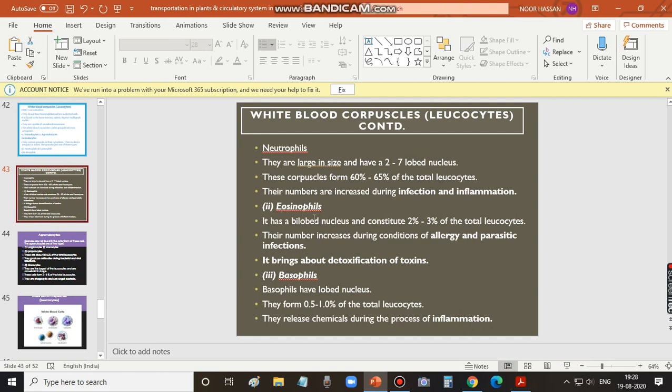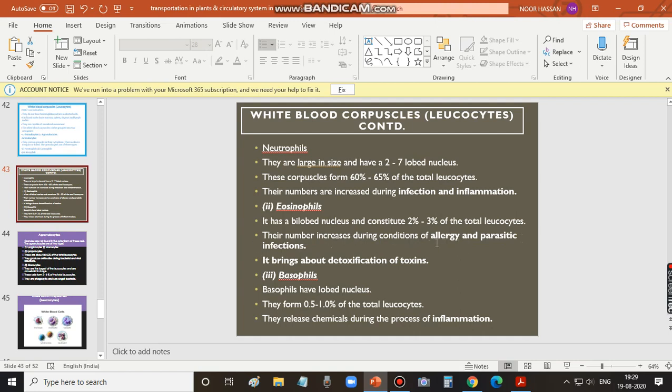Then eosinophils. They have a bilobed nucleus. Neutrophils have a maximum of 2 to 7 lobes, but eosinophils have a 2 lobed nucleus, that is a bilobed nucleus, and they constitute about 2% to 3% of the total leukocytes. They are not as numerous as neutrophils. Their number increases during conditions of allergy and parasitic infections.